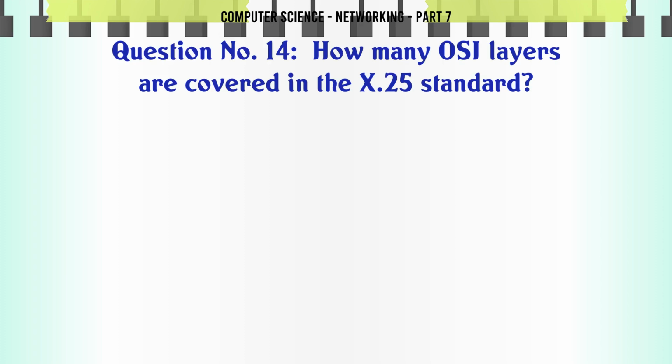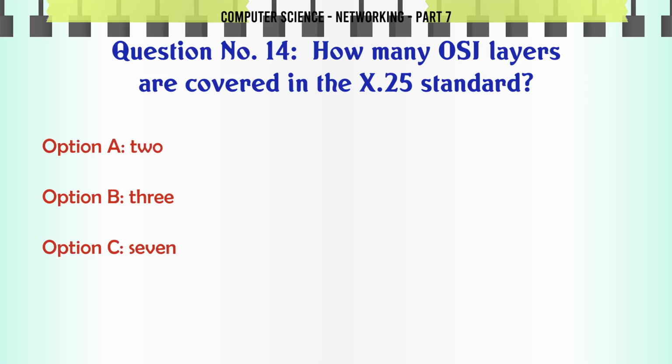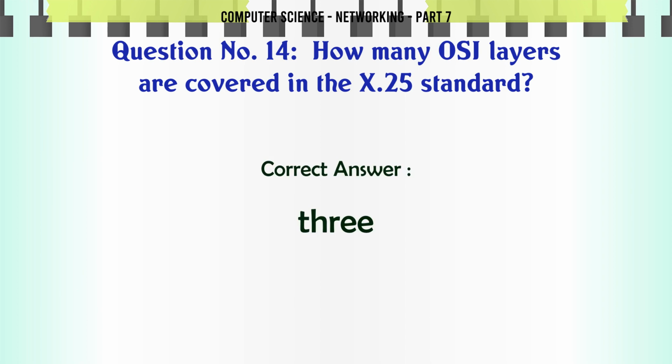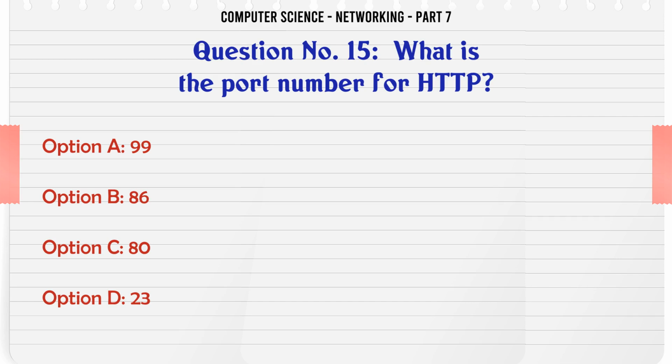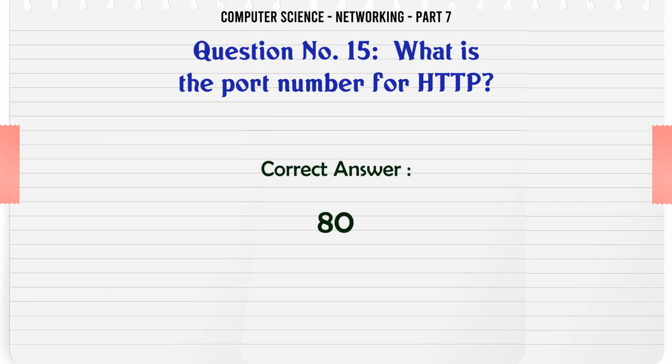How many OSI layers are covered in the X.25 standard? A. 2. B. 3. C. 7. D. 6. The correct answer is 3. What is the port number for HTTP? A. 99. B. 86. C. 80. D. 23. The correct answer is 80.